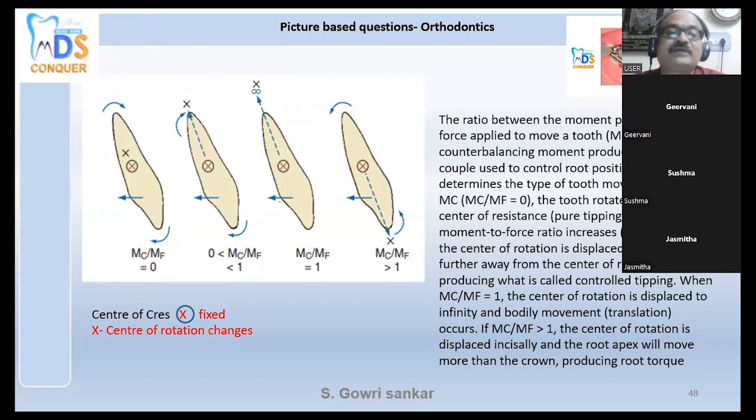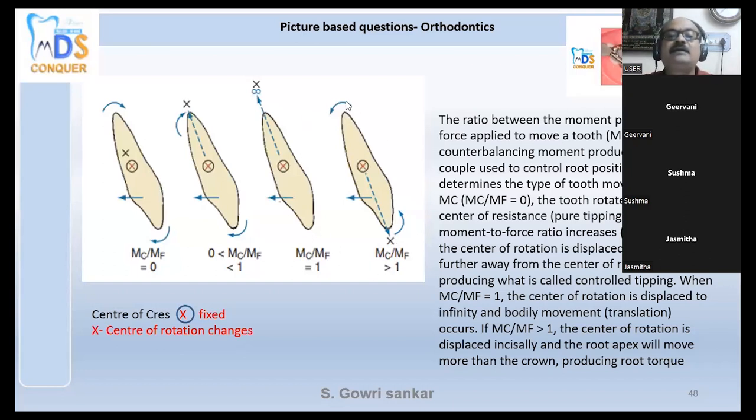What is center of rotation? Center of rotation is nothing but where the long axis of the tooth before and after the tooth movement meet. So now I want only the roots to move, just opposite of this uncontrolled tipping. This is torque. Now what happens? I want to torque and hold the teeth to move this side. So there is a tendency to move.